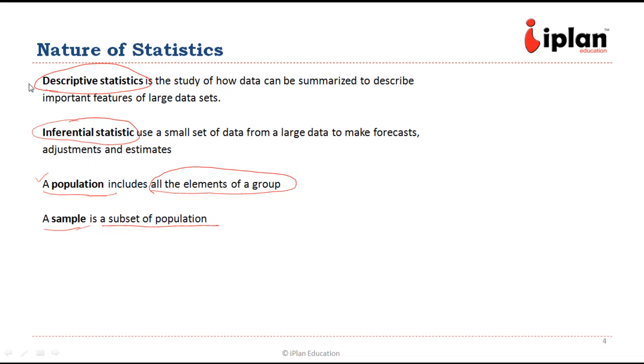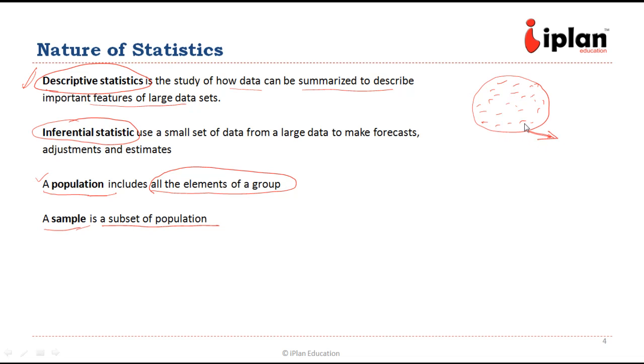So the descriptive statistics talk about the features of large data sets and their summarization. Suppose we have a huge population, we have different values. If we want to calculate, say, average of all the numbers, then it will be called descriptive statistics, since it is summarizing all the values of the population.